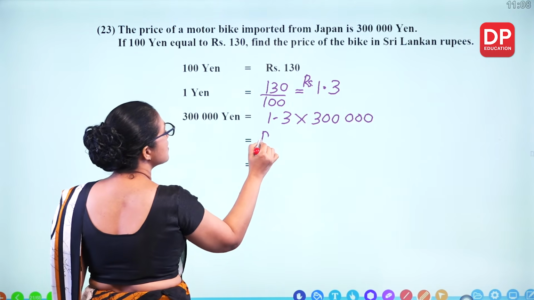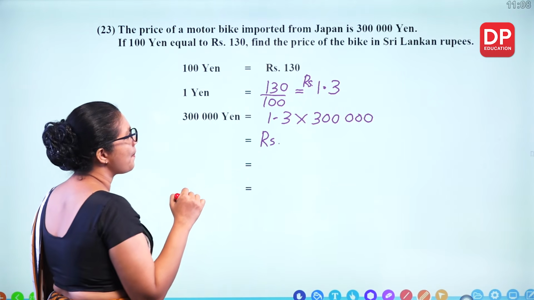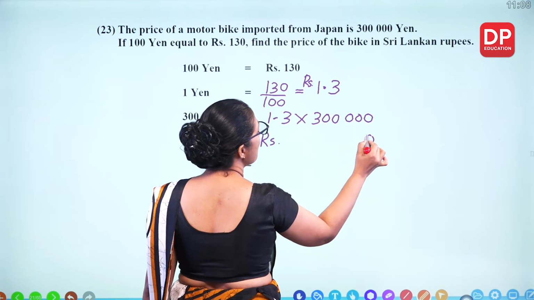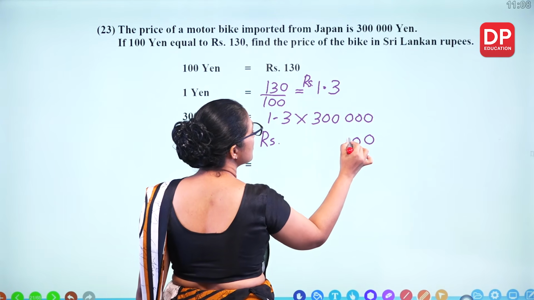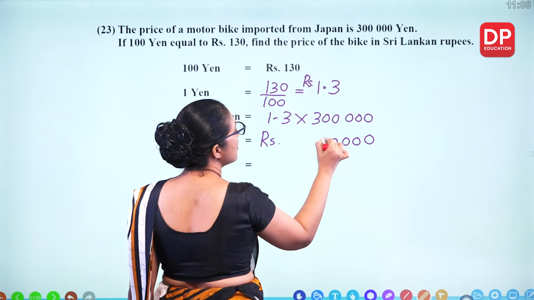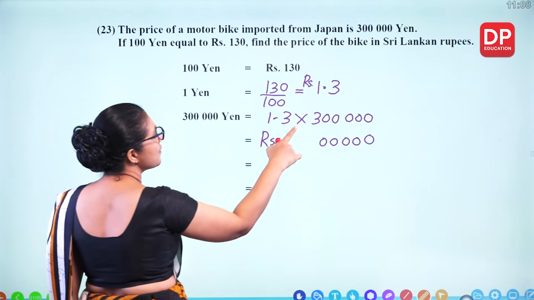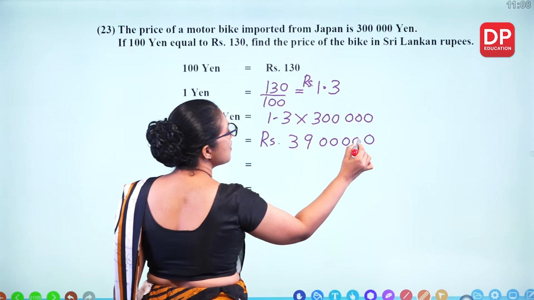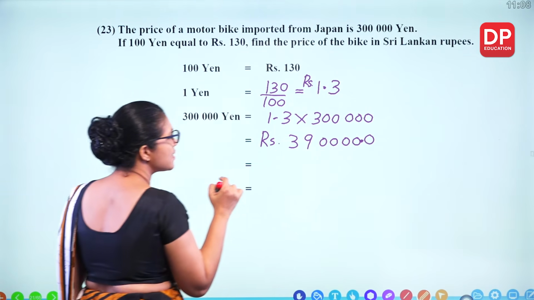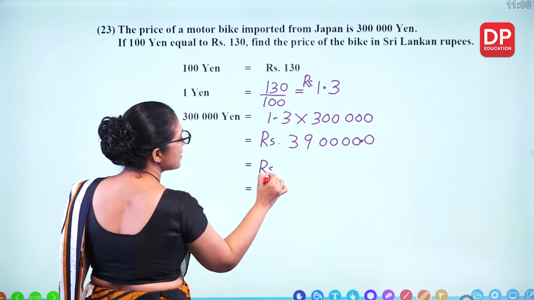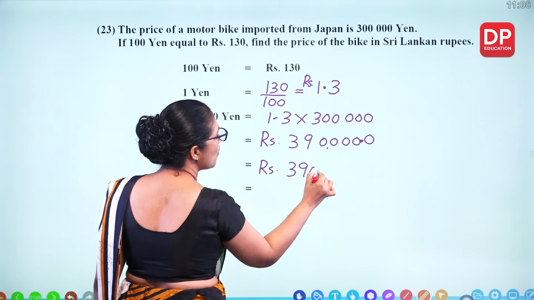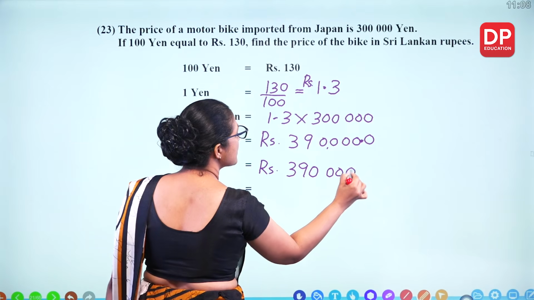So this is in rupees. So what you do? Ignore the decimal. Just multiply by this one. So you get 5 zeros. 3 times 3, 9. 3 times 1, 3. Then put a decimal point. So what's the answer? So you get 390,000 rupees.